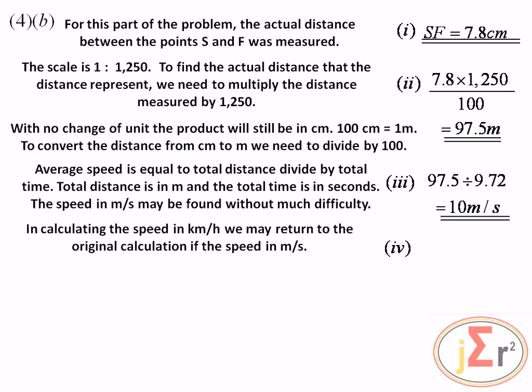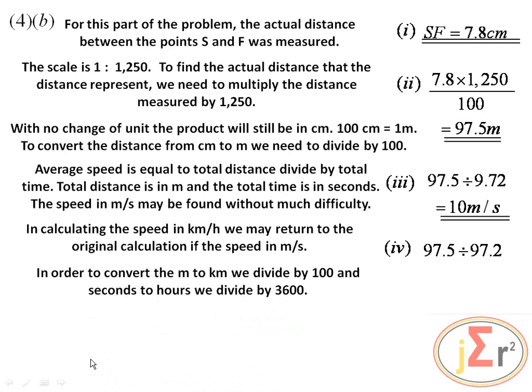Now we need also to convert the speed given in meters per second to kilometers per hour. What do we know? In converting, we may take this 10 meters per second and make a conversion. I think it is less sophisticated if we go back to the original calculation. So divide the distance by the time. So go back to the original calculation.